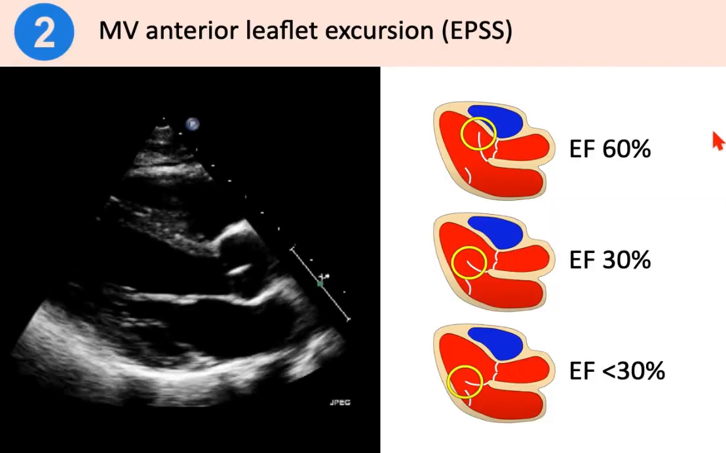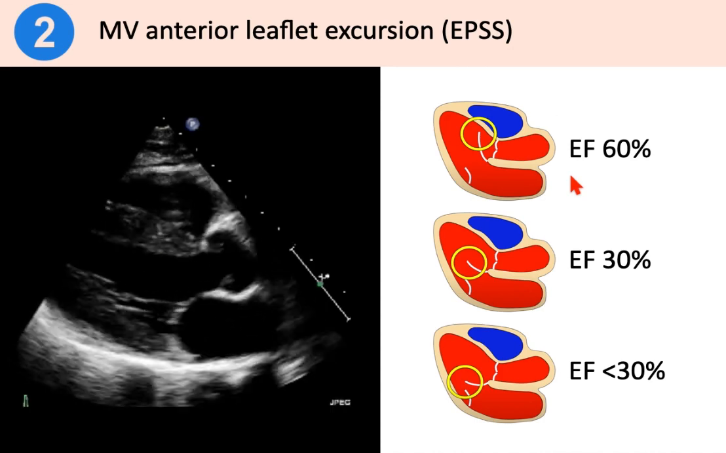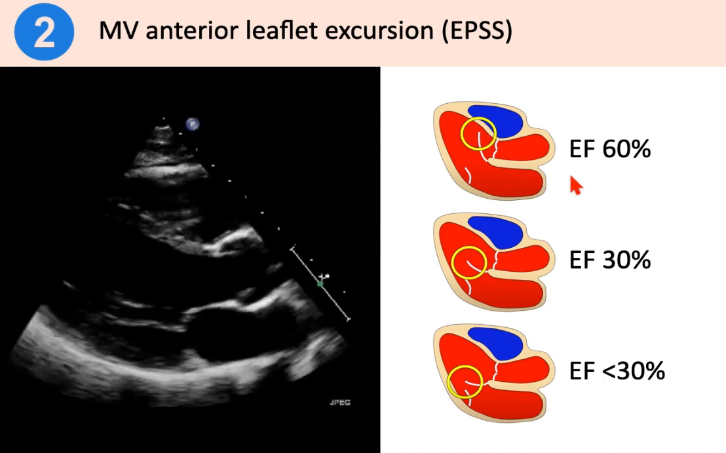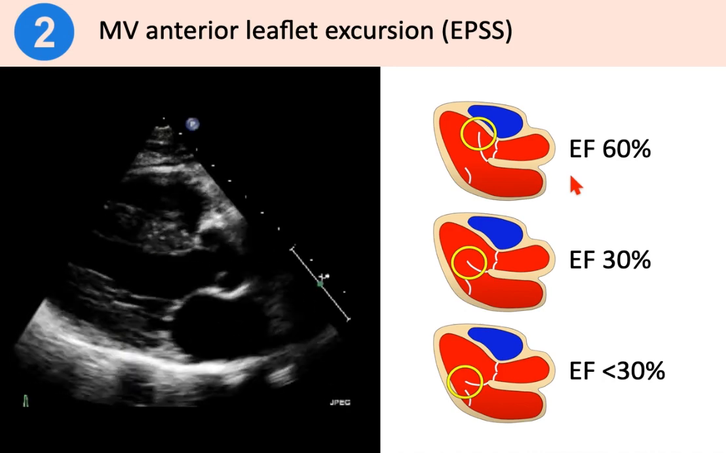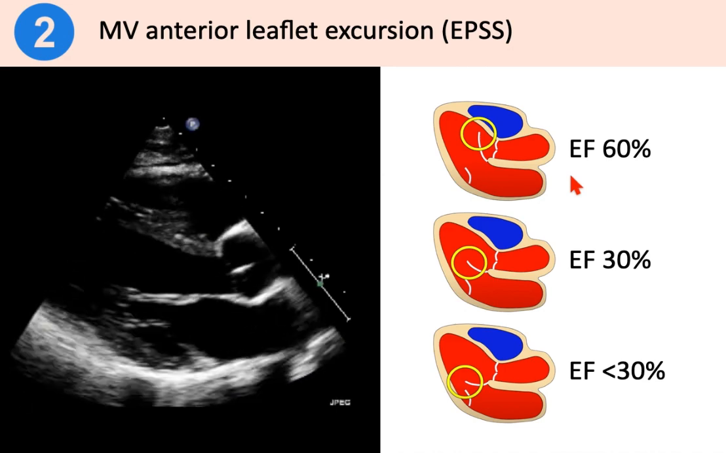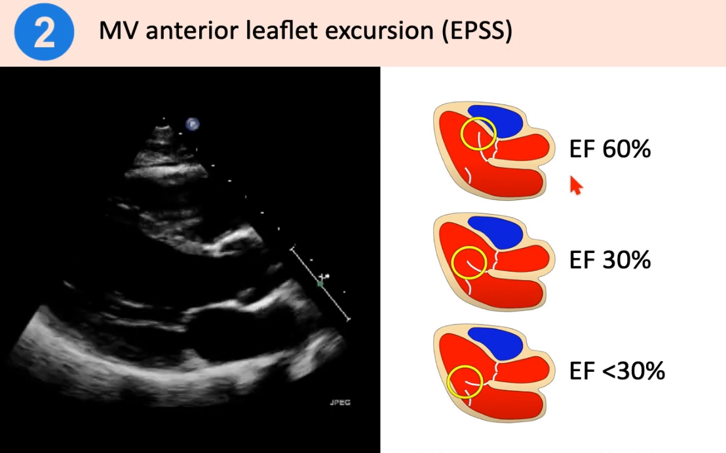rule of thumb. If the mitral valve anterior leaflet is seen touching or almost touching the septum, the EF is about 60%. If the anterior leaflet opens halfway between the closed position to the septum, the EF is about 30%. And if it opens less than halfway to the septum, then contractility is severely reduced.